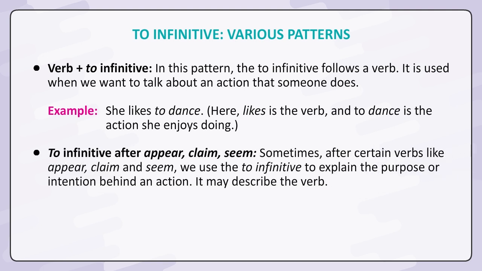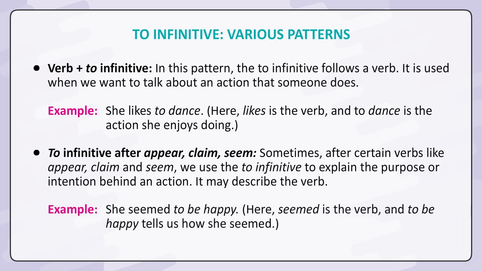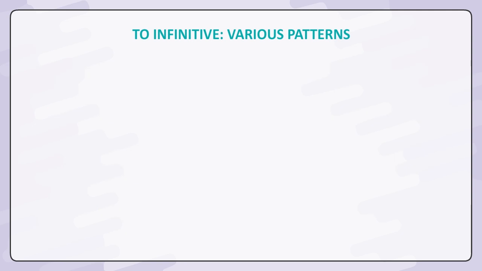To infinitive after appear, claim, seem. Sometimes, after certain verbs like appear, claim, and seem, we use the to infinitive to explain the purpose or intention behind an action. It may describe the verb. Example: she seemed to be happy. Here, seemed is the verb and to be happy tells us how she seemed.